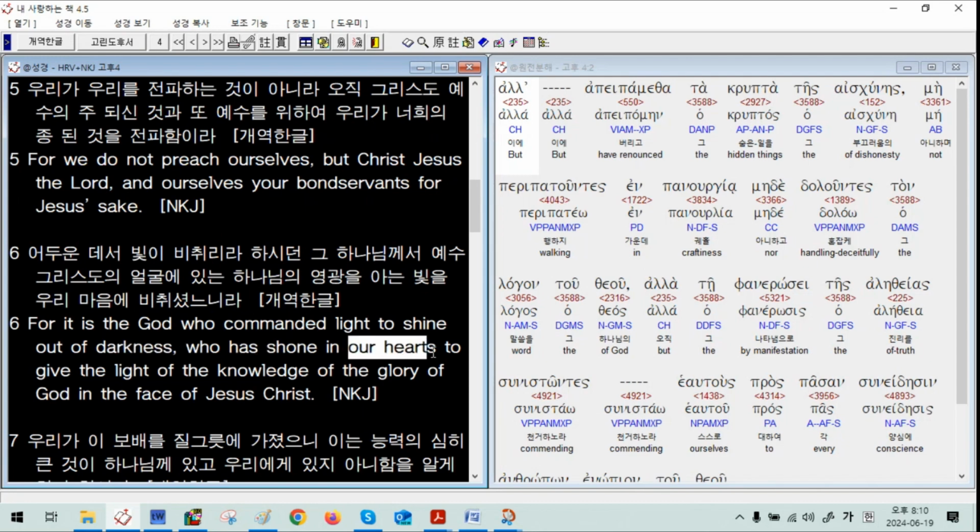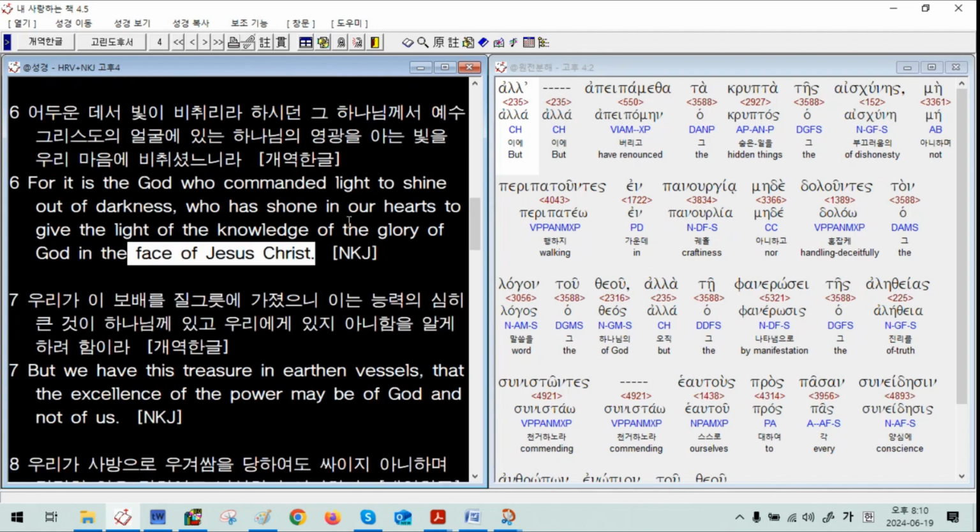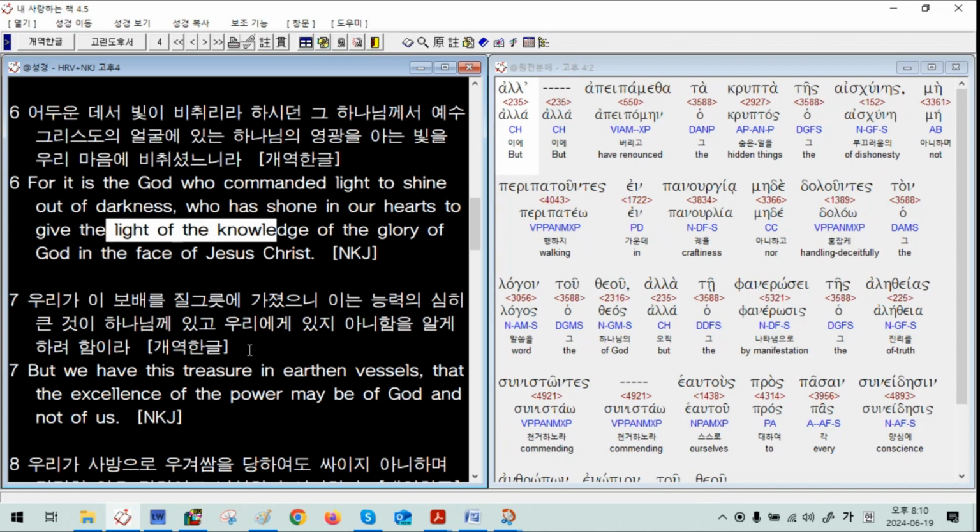Who has shone where? In my heart, Bereshit, in my heart. So I receive the light of the knowledge of the glory of God. That knowledge is in the faith of Jesus Christ. So we receive this light in my heart. That means we have this treasure in my earthen vessel. I, as the earth, am the foundation to receive the will of God. We are receiving this treasure, the light of the knowledge, which is the gospel.